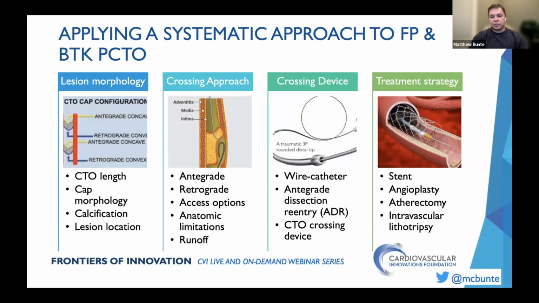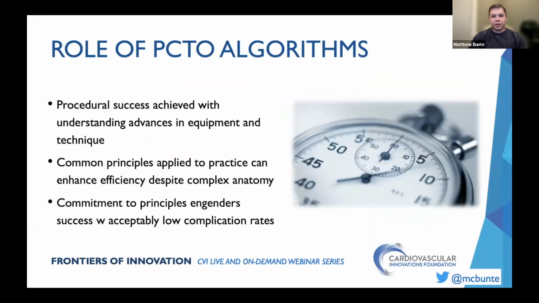Crossing devices are certainly an important treatment strategy to use, although antegrade dissection reentry remains my go-to in most cases. And treatment strategy, whether you're going to stent or angioplasty, use atherectomy or other devices to treat calcification, can be important in deciding how to approach a CTO. The role of these algorithms, of course, is to improve procedural success, which can be achieved by understanding advances in equipment and technique. Common principles applied to practice can enhance that efficiency despite complex anatomy, and commitment to these principles I have found engenders success with acceptably low complication rates.